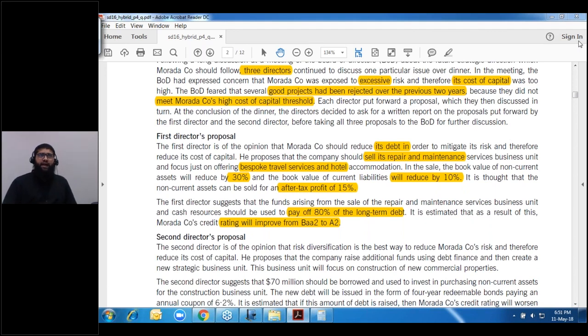Okay, so we did go through the calculation of the existing weighted average cost of capital. Now what we need to do is calculate the WACC and the cost of equity after the implementation of the first director's proposal. If you look at it, what is happening in the first director's proposal? He says that the repair and maintenance services business unit should be disposed of.